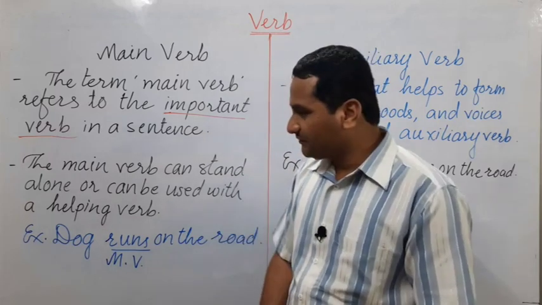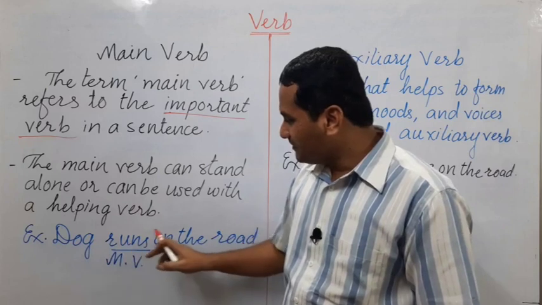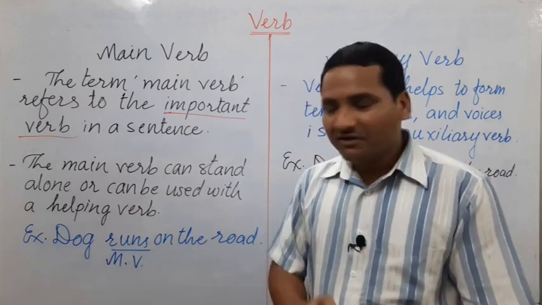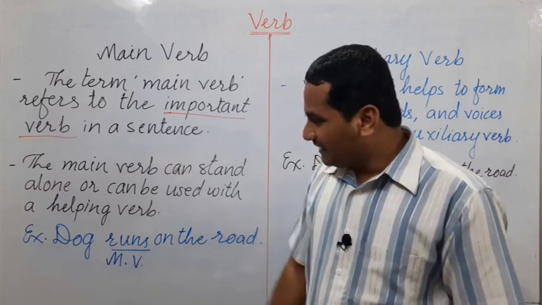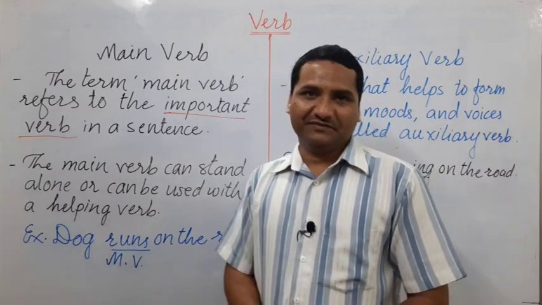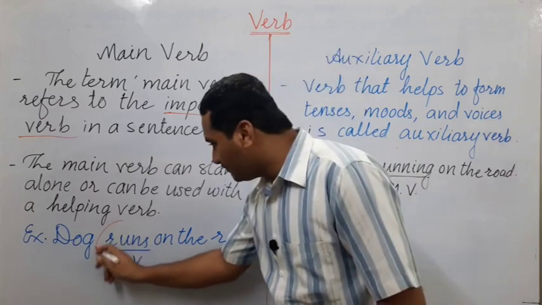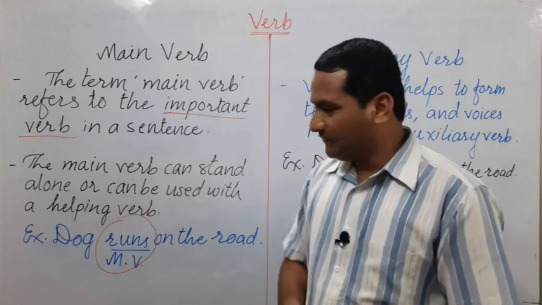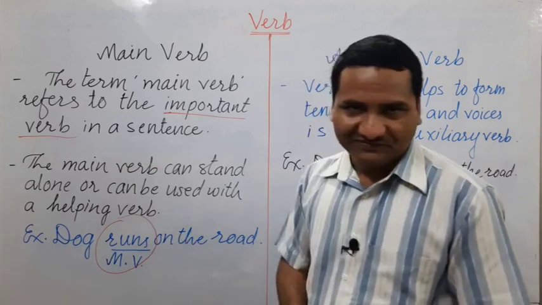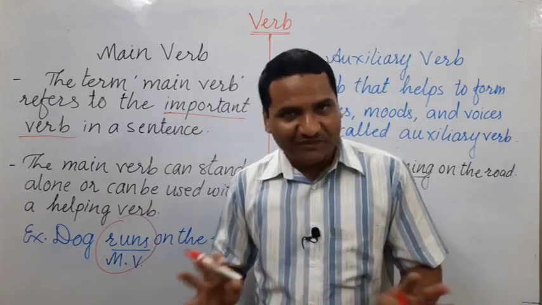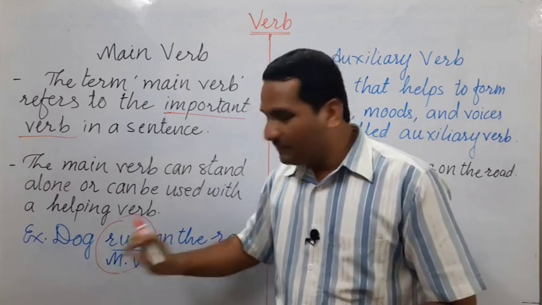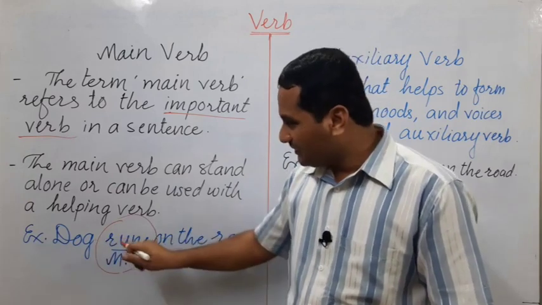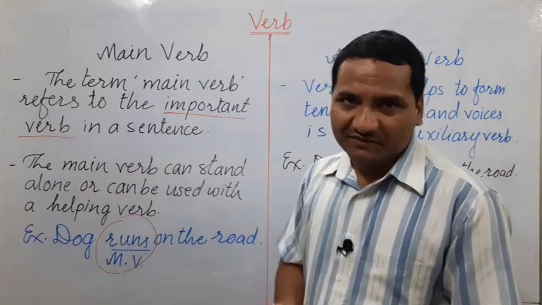For example, dog runs on the road. There is only one verb and the verb is runs. That's why it is the main verb. Without runs we can't complete the meaning. Dog on the road. Okay? It hasn't any meaning. So verb plays a very important role in a sentence. So runs is the main verb.